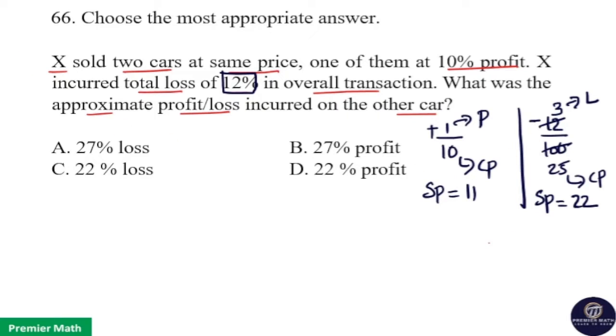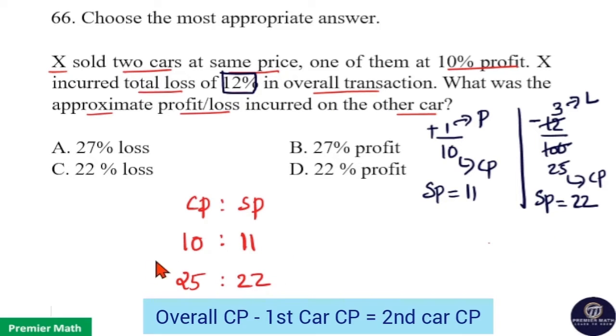Now take the ratio between cost price and sell price. Here cost price of first car is equal to 10 parts, and sell price of first car is equal to 11 parts. Now this is overall transaction. 12% is overall transaction. So cost price in the overall transaction is 25 parts, and sell price in the overall transaction is 22 parts.